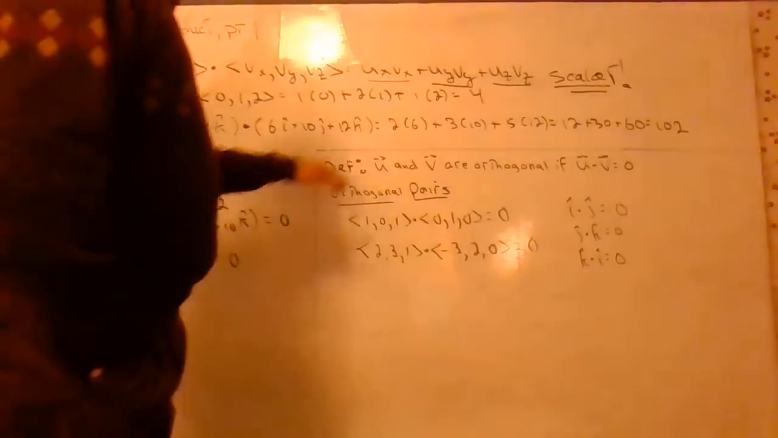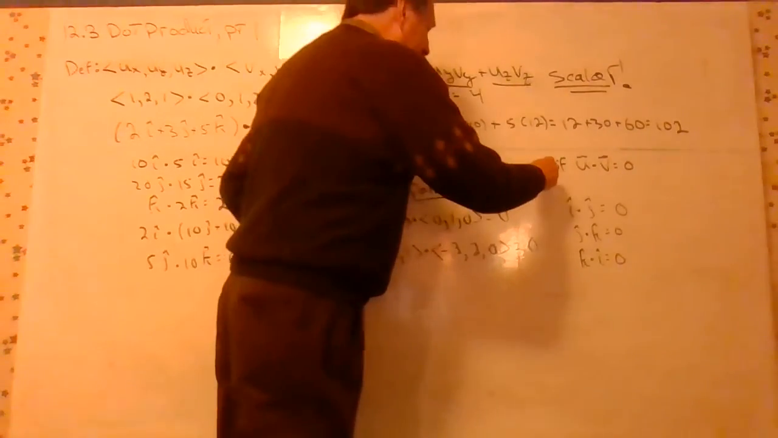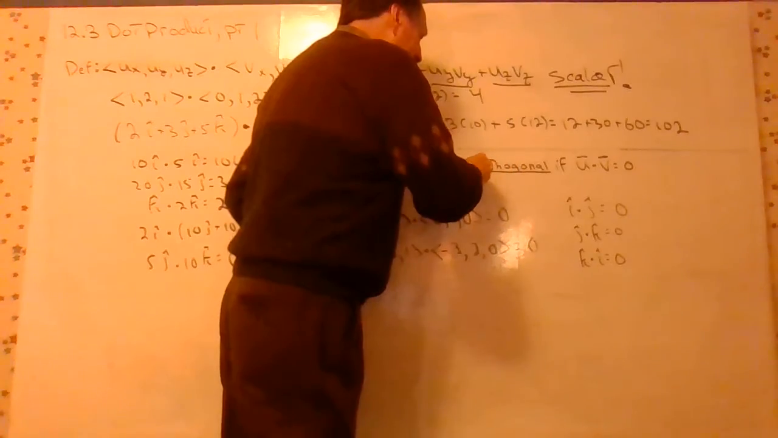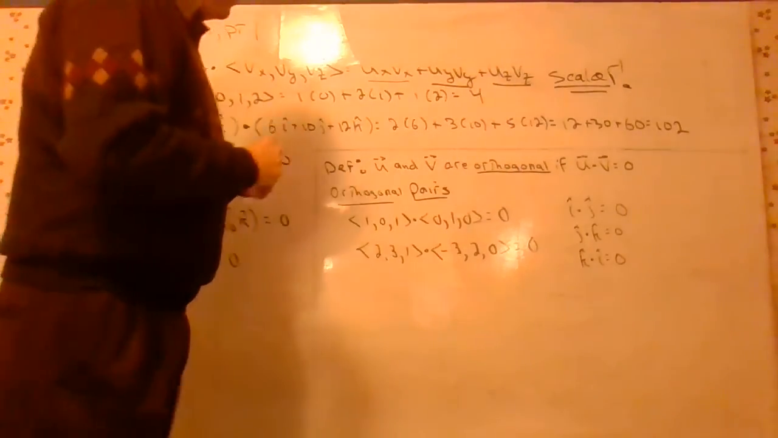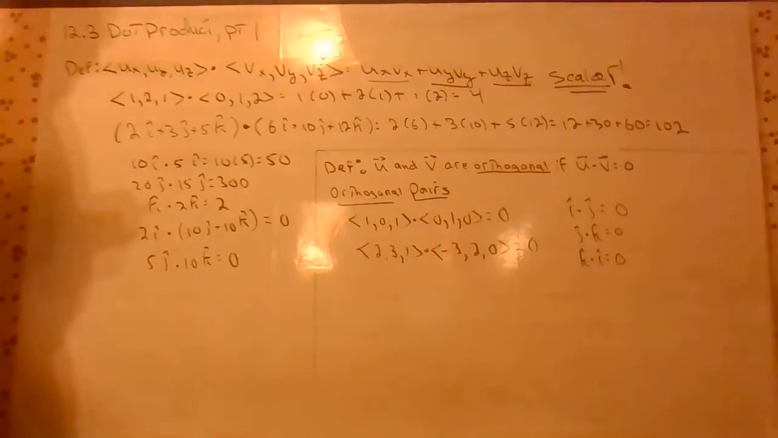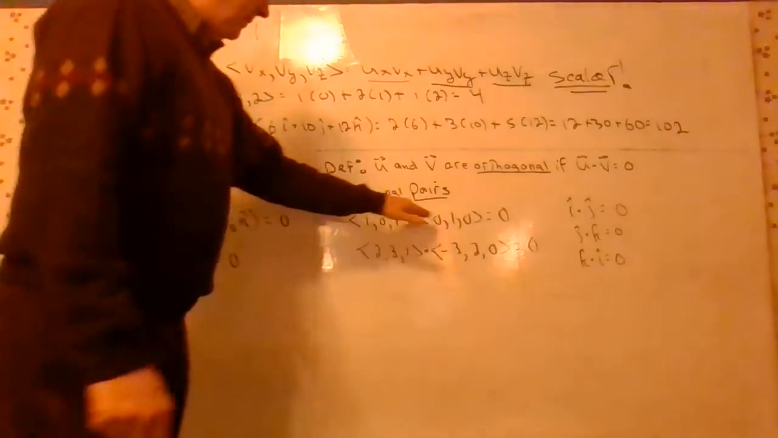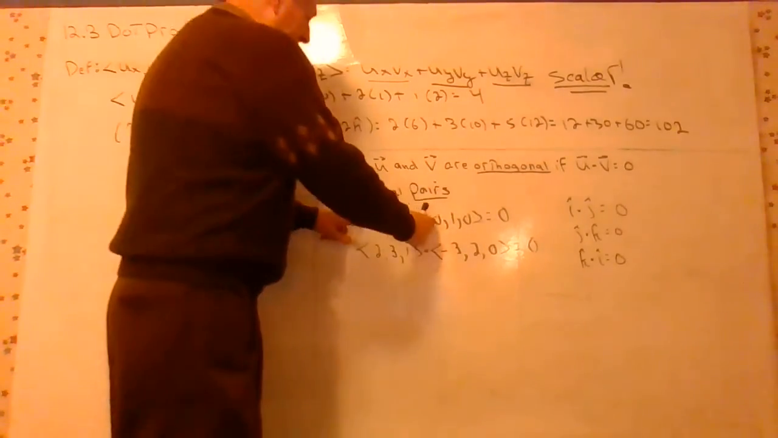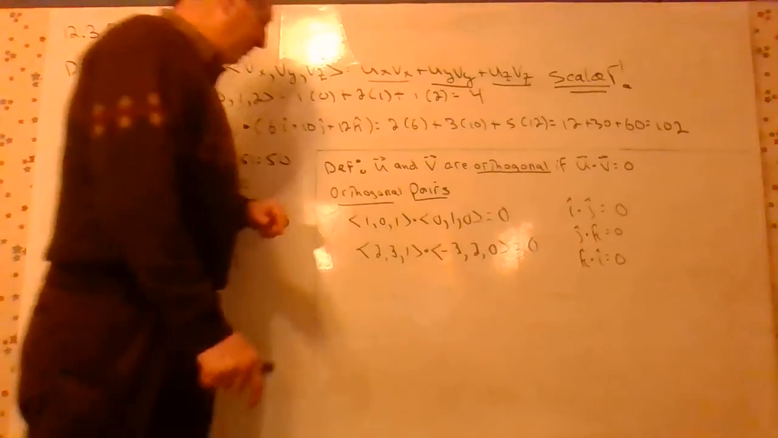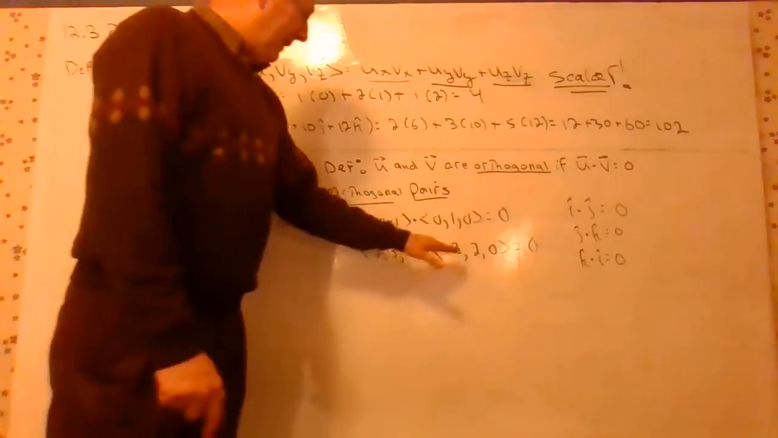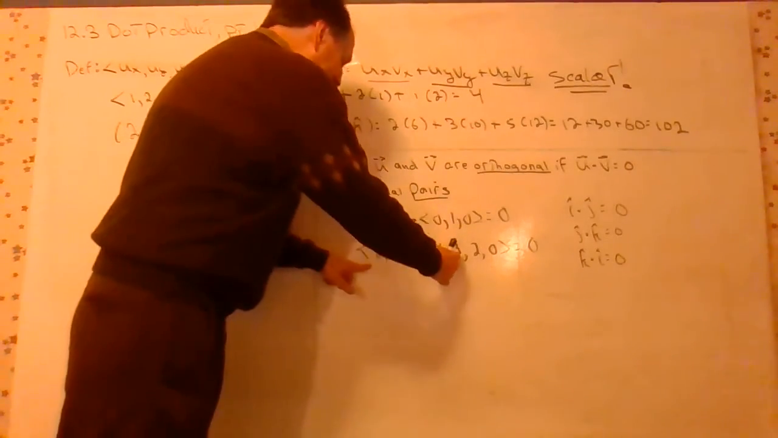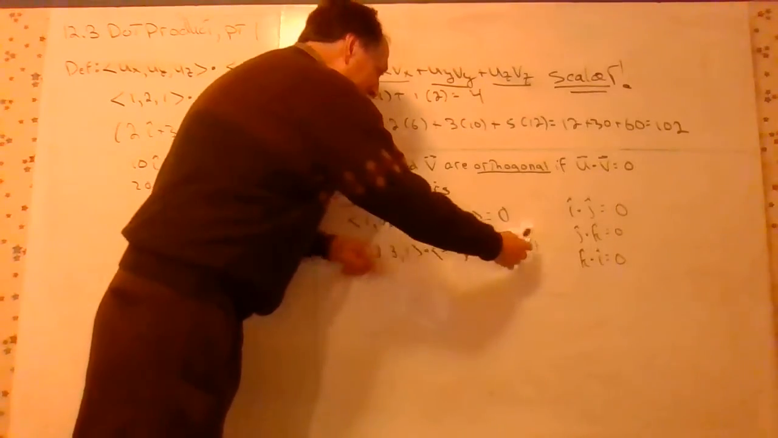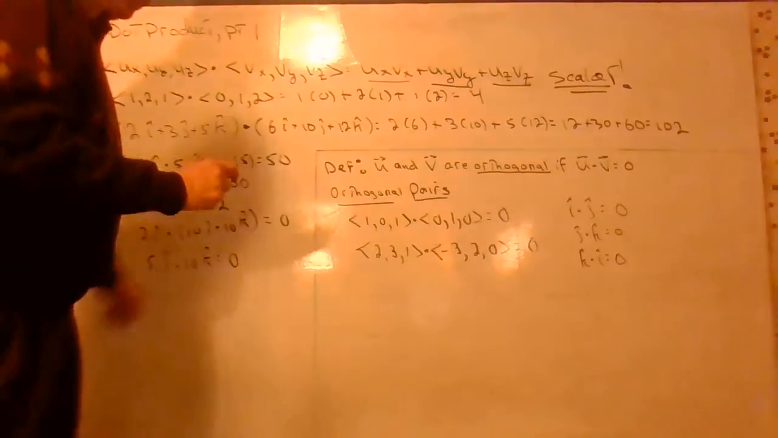Here's a definition. u and v are orthogonal if u dot v equals 0. Here are a couple of orthogonal pairs. <1, 0, 1> dot <0, 1, 0>, we get 0. And <2, 3, 1> dot <-3, 2, 0>, we get -6 plus 6 plus 0, which adds up to 0.